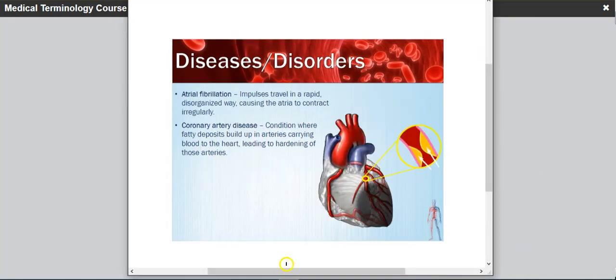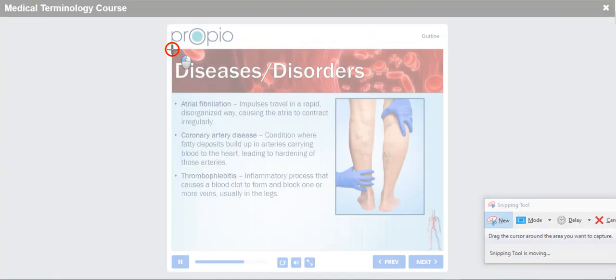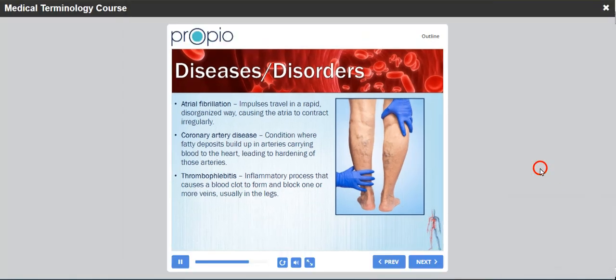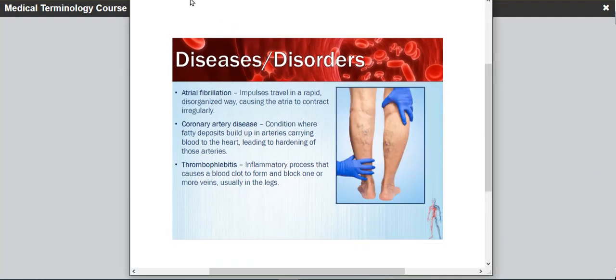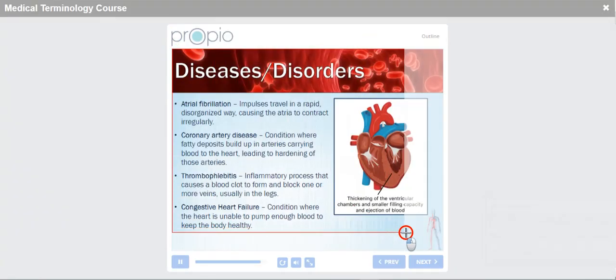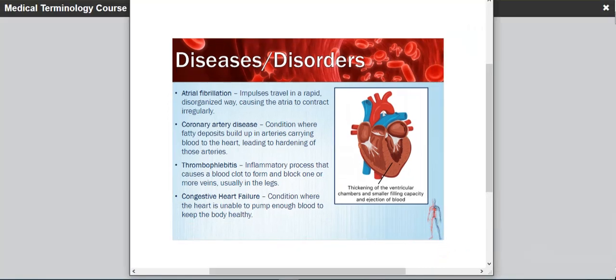Thrombophlebitis. It's an inflammatory process that causes blood clot to form and block one or more veins, usually in the legs. Congestive heart failure, CHF, the condition where the heart is unable to pump enough blood to keep the body healthy.